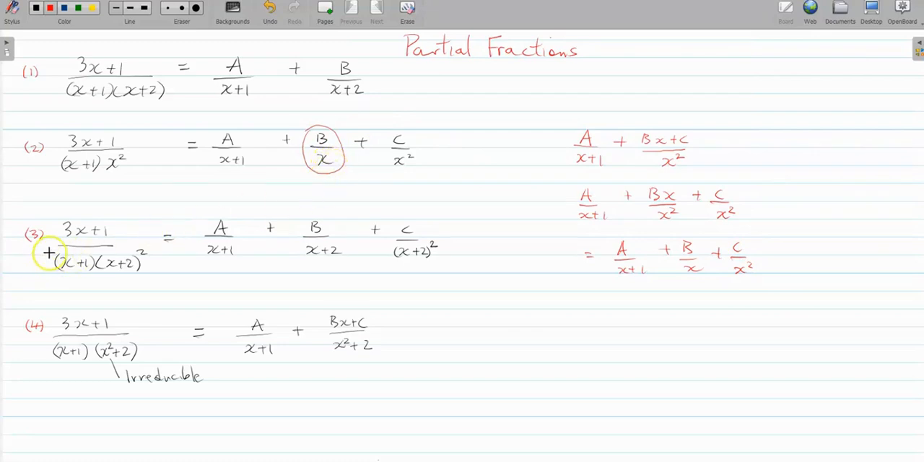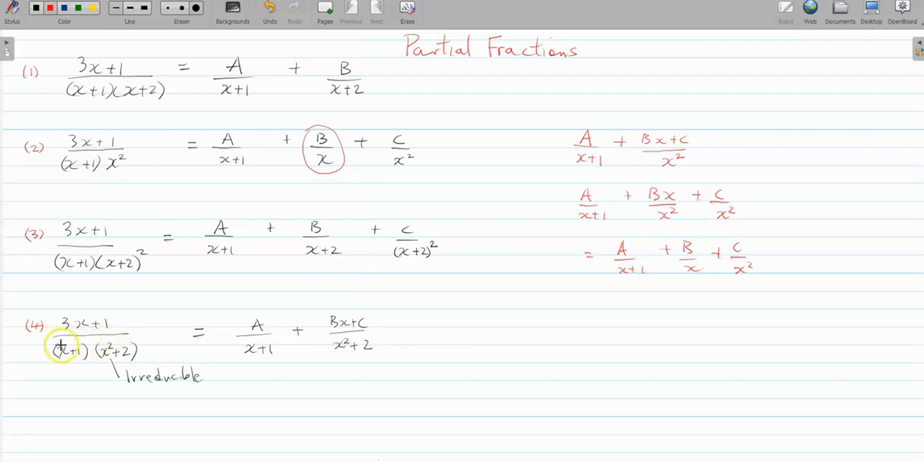Now, let us look at example 3. We have a repeated factor. But if you notice, it's to the power 2, which is quadratic. So you can use this idea to just write it out in this form.